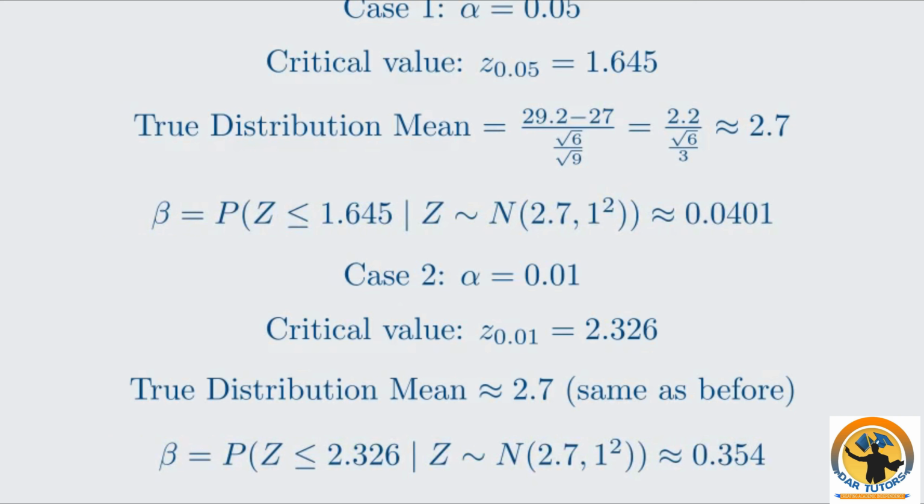Calculating this gives 0.354. Notice that when we made alpha smaller, from 0.05 to 0.01, beta became larger, from 0.04 to 0.354. This clearly demonstrates the inverse relationship we discussed earlier. A lower risk of type 1 error means a higher risk of type 2 error.